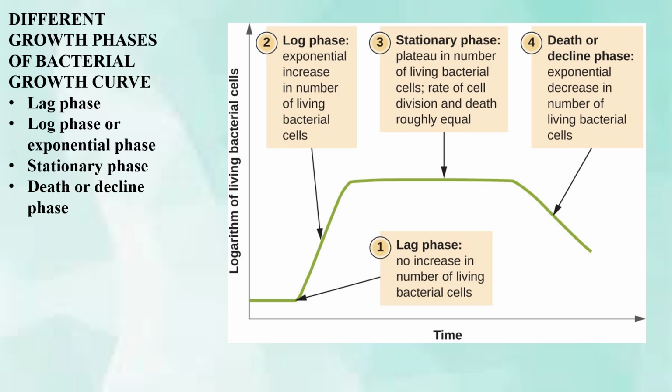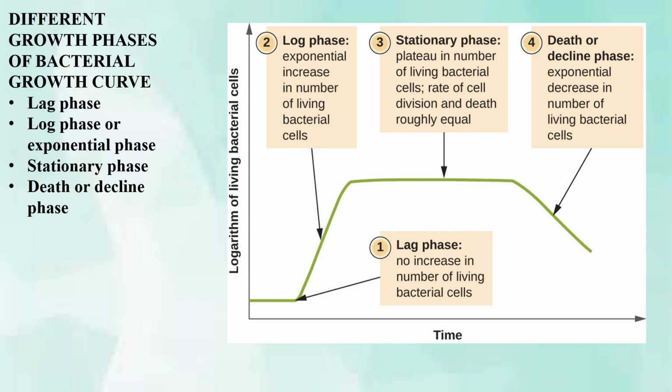In the growth of bacteria, the first phase, lag phase, has no growth, meaning there is no increase in the number of living bacteria cells. If you see the second phase, it is called the log phase, where there is growth. Can you see the growth over here? There is a slanting line seen. The increase in the number of living bacteria cells is called the log phase.